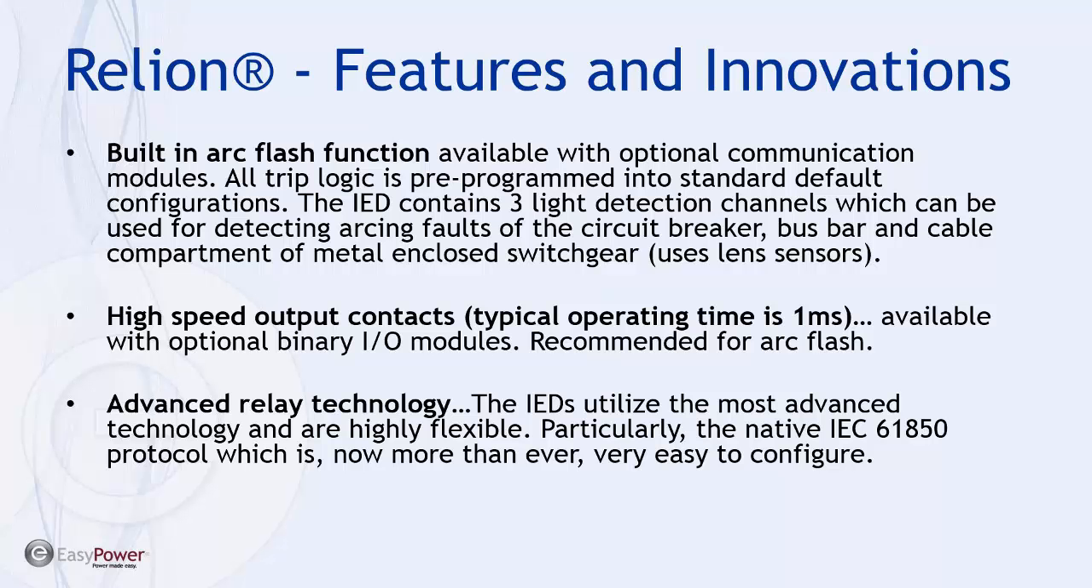You can also order high-speed output contacts as well, and to increase the speed, the typical operating time is 1 millisecond. The Relion relay operates for arc flash almost as quickly as the REA. You do have a little bit longer of a pickup time for arc flash, so it's probably about somewhere between 2.5 to 3 times the time that the REA takes to detect light and current and operate for an arc flash.